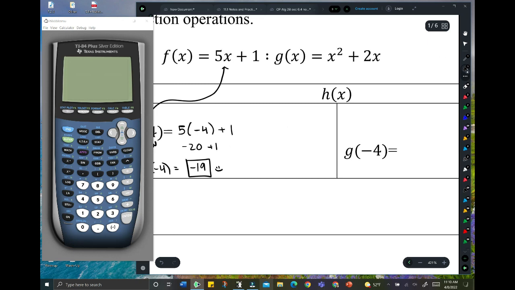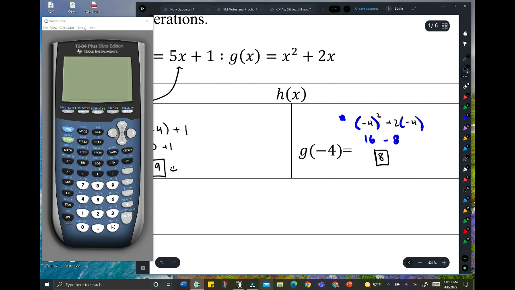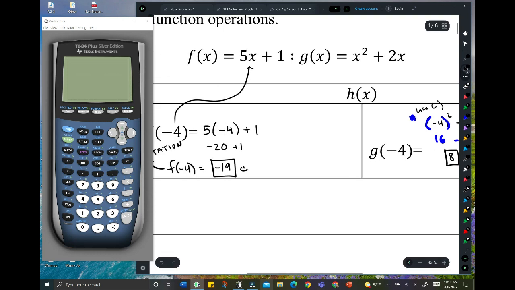That is it. Similarly, for g of negative 4, you would be substituting negative 4 in parentheses plus 2 times negative 4. Parentheses are very important. And you would have 16 minus 8, if you do them in the calculator, which is going to be 8. If you don't use parentheses, you will not get that answer. So use parentheses. Okay, so that is a rundown of evaluating.